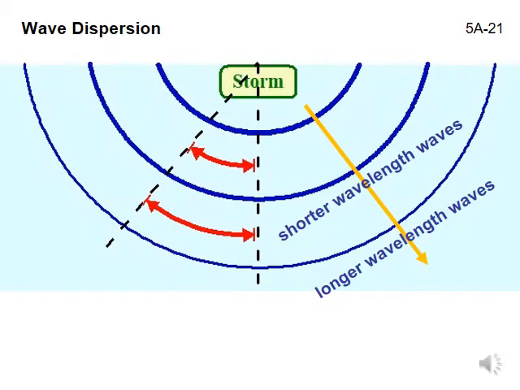Slide 21. The winds of a storm create waves with a variety of wavelengths and heights, but as they travel across the ocean, they begin to sort themselves out by wavelength. The longer wavelength waves are faster, so they leave the shorter wavelength waves behind. We call this wave dispersion. Disperse means to go apart, like the police telling a crowd to disperse.